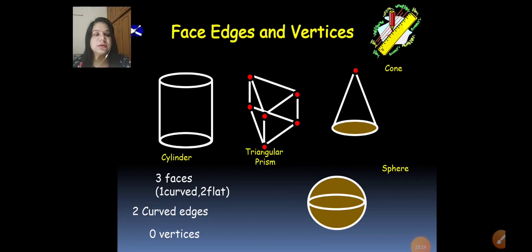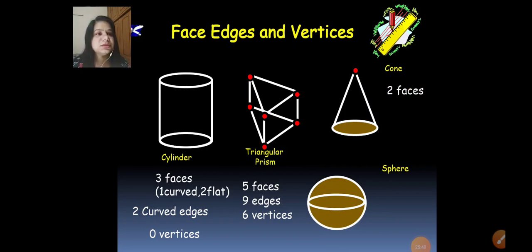Then is a triangular prism. How many faces does it have? It has 5 faces, okay. You can see top and bottom are triangles. Why? Because it is a triangular prism, right? And how many edges does it have? It has 9 edges. It has 6 vertices. 6 corners are there, okay.